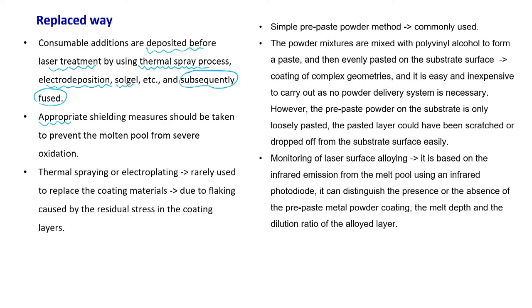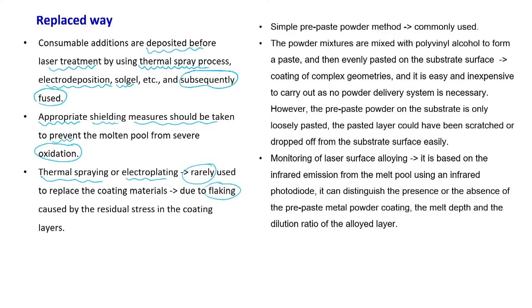Here we need to take care of the shielding. Appropriate shielding measures should be taken into consideration to avoid oxidation. The thermal spray or the electroplating is rarely used in a replaced way basically because of flaking. So, we can thermally spray the additional material over the surface, or we can even have the electroplating, but during the application of laser source there may be chances of flaking due to the residual stresses which are there during the thermal spraying or the electroplating.